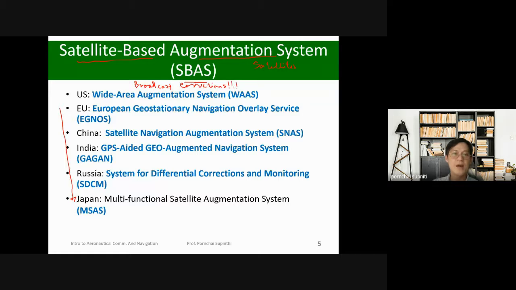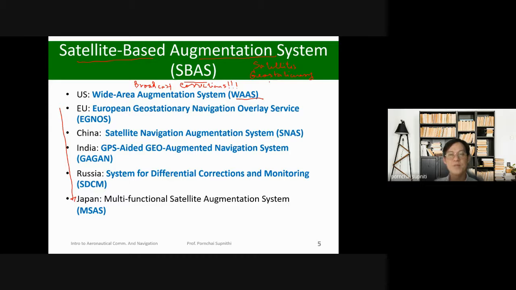In the past, this type of SBAS system was used for aircraft flight positioning across large areas. For example, in the US they have a system called WAAS, or Wide Area Augmentation System. Keep in mind that these satellites are geosynchronous, geostationary satellites, so they're not like a GNSS system.